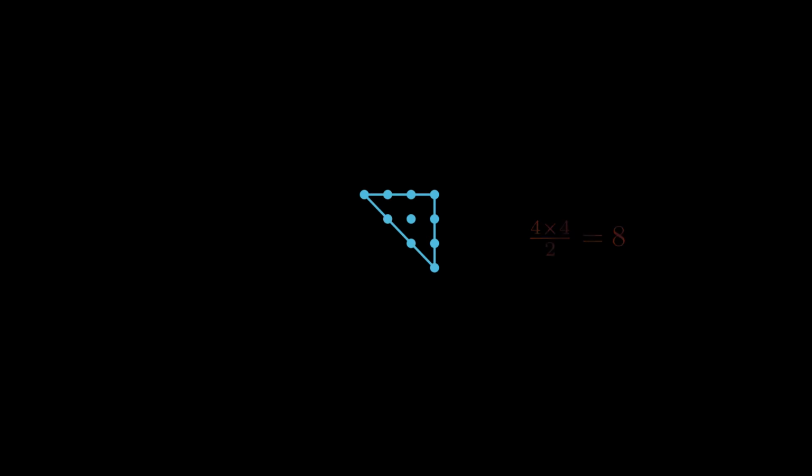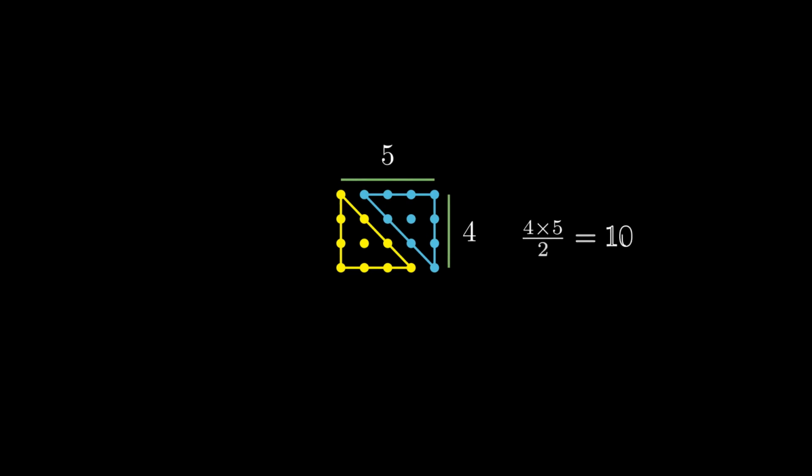However, let's add the same set of dots in such a way that it forms us a rectangle. Now it's easier to see that the number of dots we're counting is exactly half of this rectangle, where one side is 1 longer than the other. So 4 by 5 over 2 is 10. That is the correct answer. What if we were just lucky? Well, let's try a bigger number now.